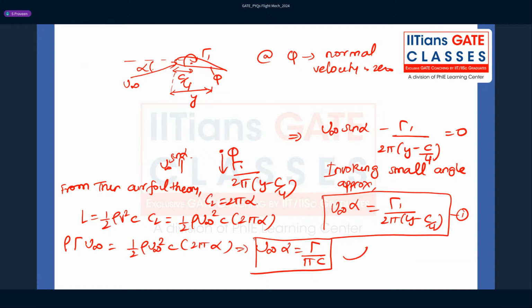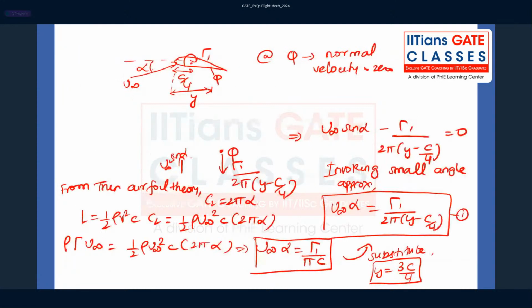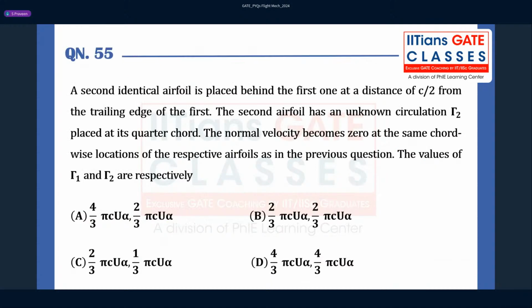If I substitute it back into equation 1, with gamma 1 mind you, then my y would become 3c by 4. That is my answer. Bracket this, guys. If we go back to the options, the correct option is option C, 3c by 4. Hope you guys understood this. So this is the first part. Now let's dwell on the second part. This is the second question.